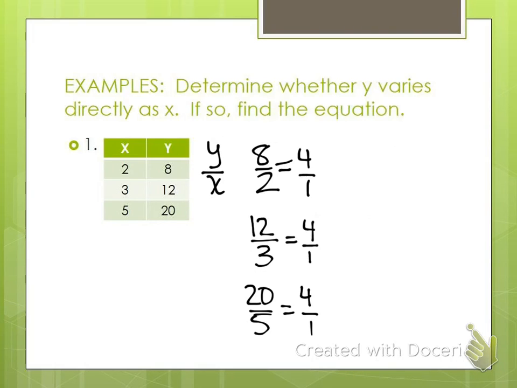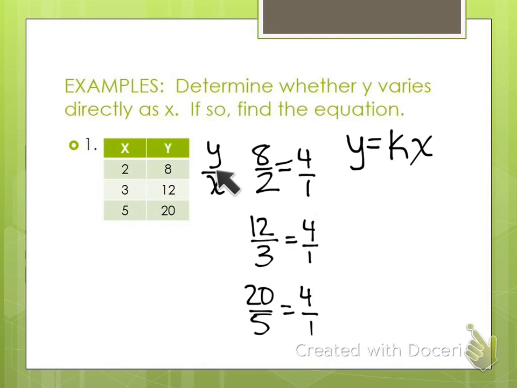So is our ratio constant? Yes, because they reduce to the same thing every time. So our ratio is constant. That means that y varies directly as x. That means that we can write an equation. So the general form of these is y equals kx. We are looking to replace the k this time. Last week we were replacing m and b, right? This week we're replacing the k.